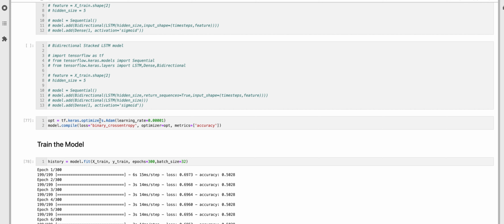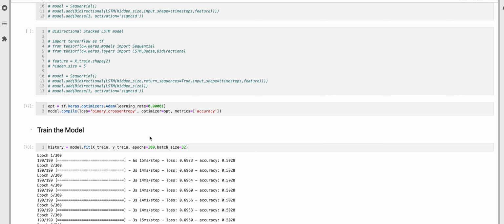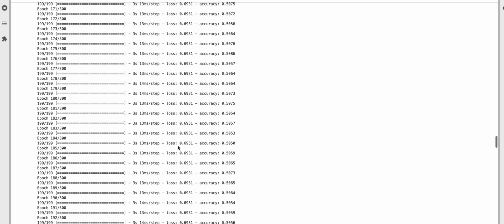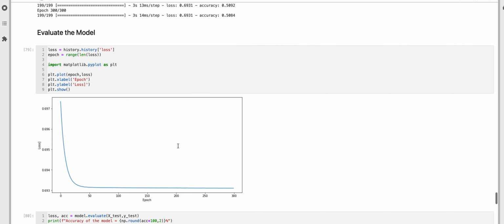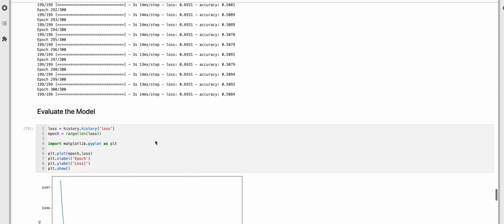So we choose Adam for our optimizer and the binary cross entropy as a loss function. You can choose the mean square error. It doesn't make much difference. One thing to take note is that for LSTM, it is advisable to choose a slightly lower learning rate. Next, we will train our models. In this case, we train for 300 epochs with a batch size of 32. It takes about 5 minutes to finish the model.